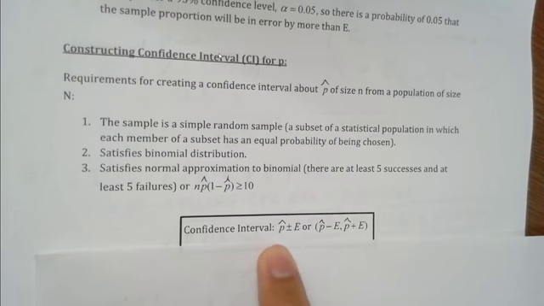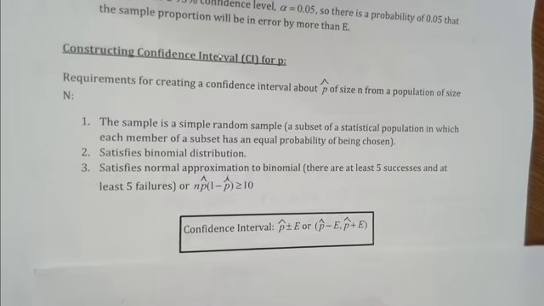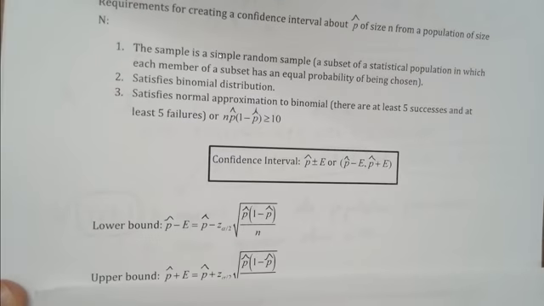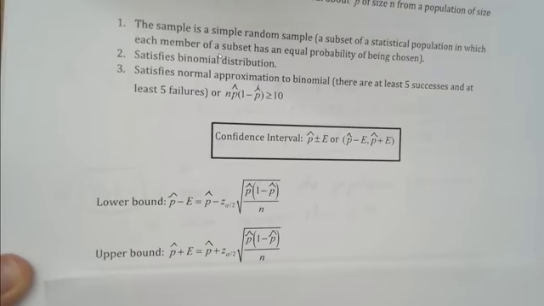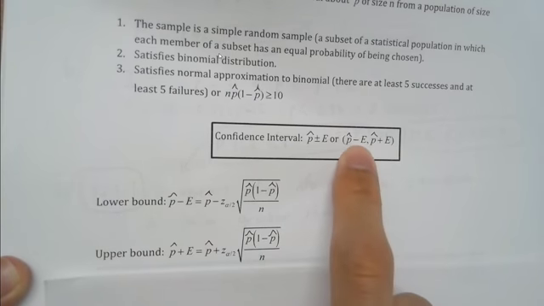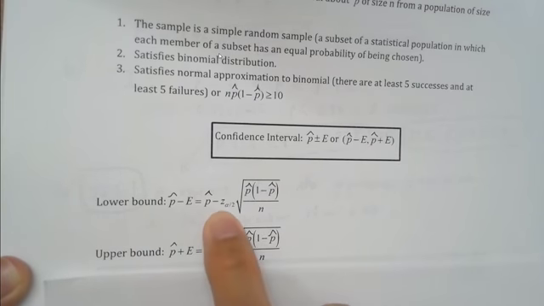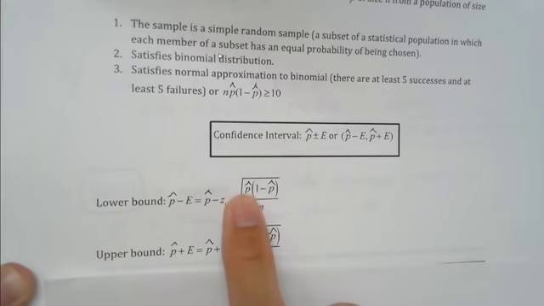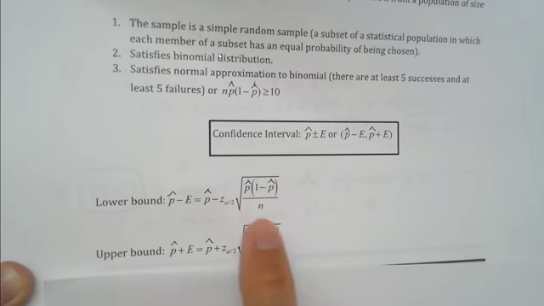Take the P hat plus or minus the margin of error E. So the lower bound is P hat minus E, the upper bound is P hat plus E. Or if I rewrite it, remember the margin of error is Z alpha over 2 multiplied by the square root of P hat times 1 minus P hat over N, and then we change the minus to the plus side for the upper bound.